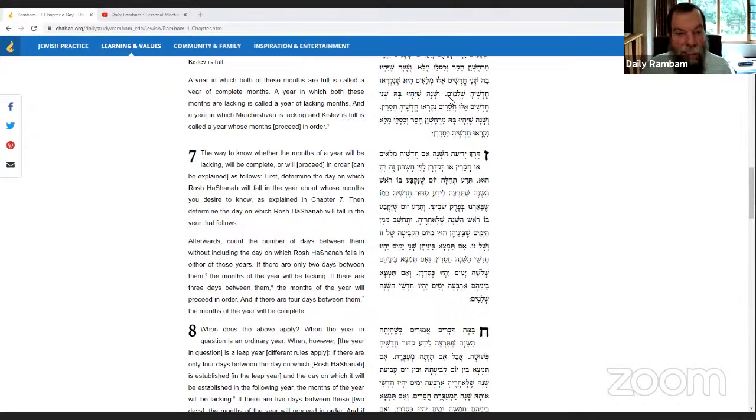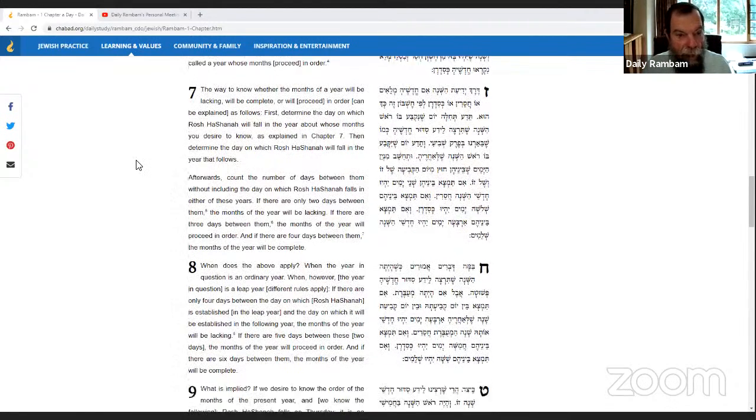Chadosheho Shleimim in Hebrew. A year in which both these months are lacking is called Chaserim, Chadosheho Chaserim, lacking months. A year in which Cheshvan is lacking and Kislev is full is called a year whose months proceed in order, Chadosheho Kisidron. They go in order because they alternate: full, lacking, full, lacking, full, lacking.